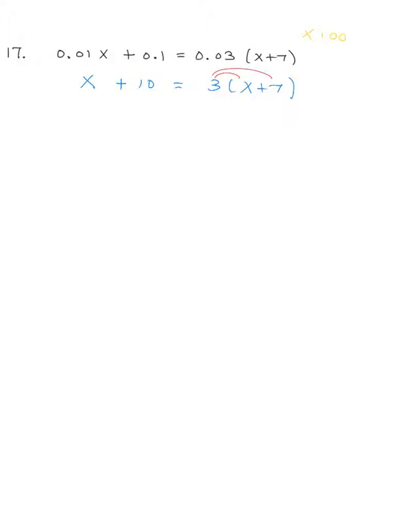I'll distribute in the 3. So x plus 10 is equal to 3x plus 21. I guess I'll subtract x and also subtract 21. So I get negative 11 is equal to 2x. And so dividing both sides by 2 gives me my answer of negative 5.5.